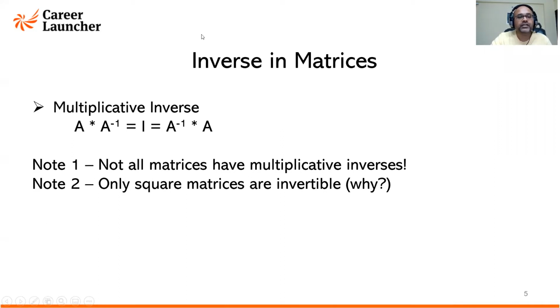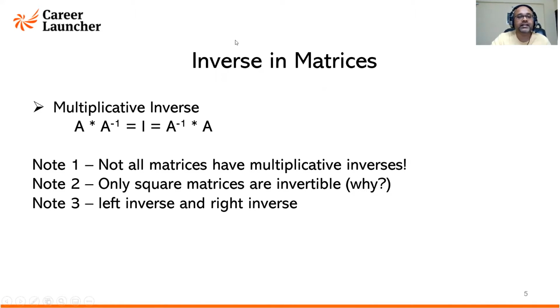I already mentioned this, only square matrices are invertible. The why part of this is something very similar. In fact, it has got to do with the definition of A inverse. The why part we'll be covering in the next session. Once I explain to you how to find A inverse, you will understand why. Only square matrices will be able to be invertible. Basically, invertible means you are able to find an inverse.